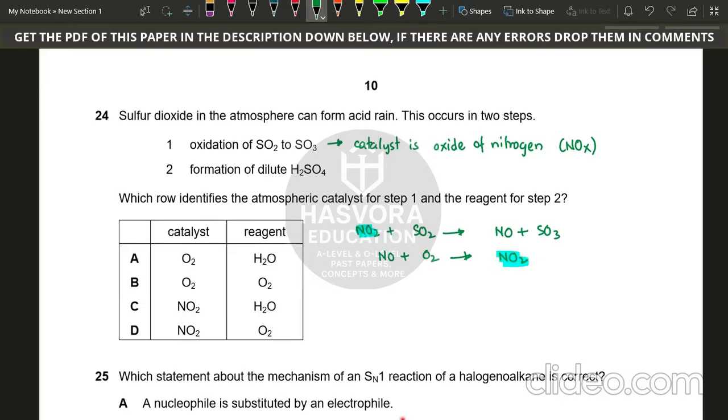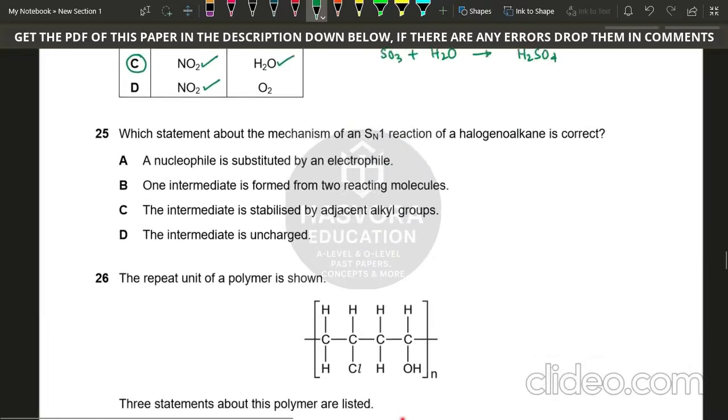And then the SO3 will simply be reacting with the water of the rain, and it can form H2SO4. Okay, so H2O and NO2. So it means the C is your correct answer. Let's move on to question number 25.